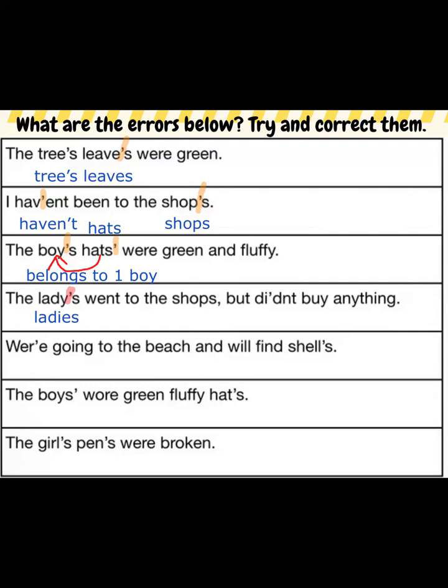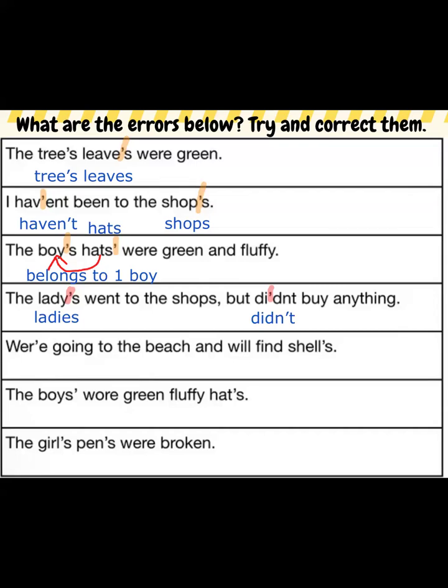So the ladies went to the shop, but they didn't buy anything. So looking at this didn't, again, when I'm making my contraction, I have put my apostrophe in the incorrect place because if I am spelling didn't, I have joined did not together. So what I should end up with is the did, the N, and then the apostrophe because I am missing out the O. Okay.